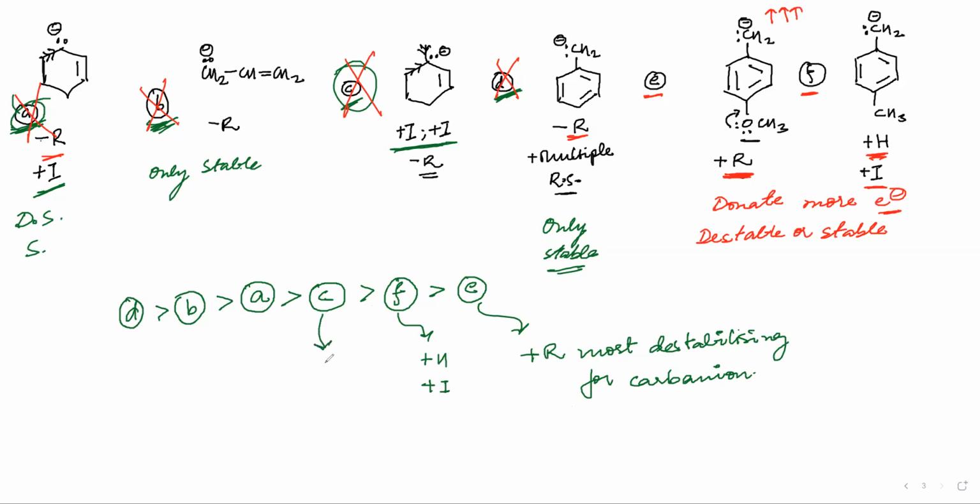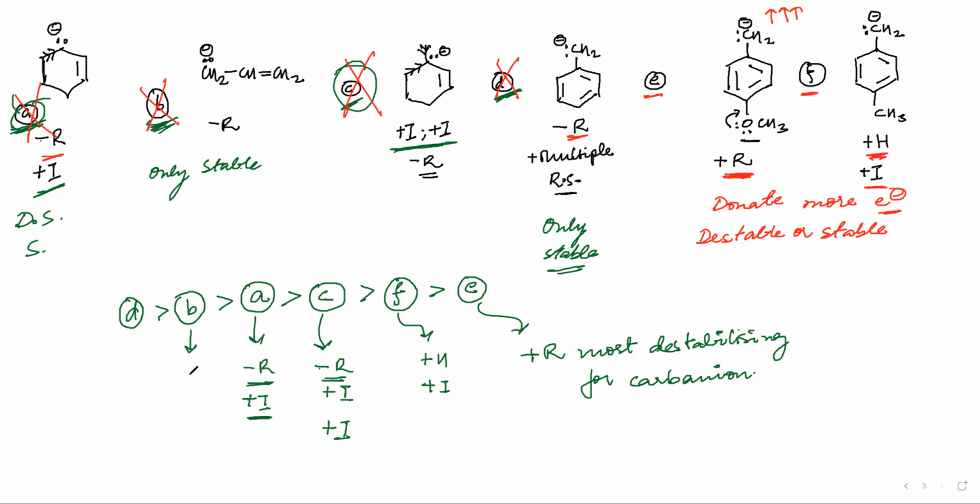Now C has minus R plus I, and this has minus R and plus I. So between A and C, again, I want to clarify that. The stabilizing effects are the same, but A has less destabilizing effect. C has more destabilizing effect. That is why C is more unstable.